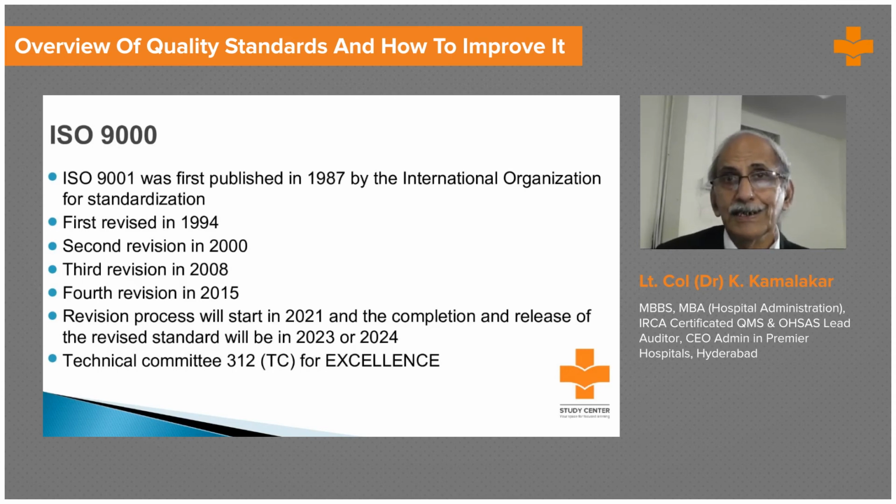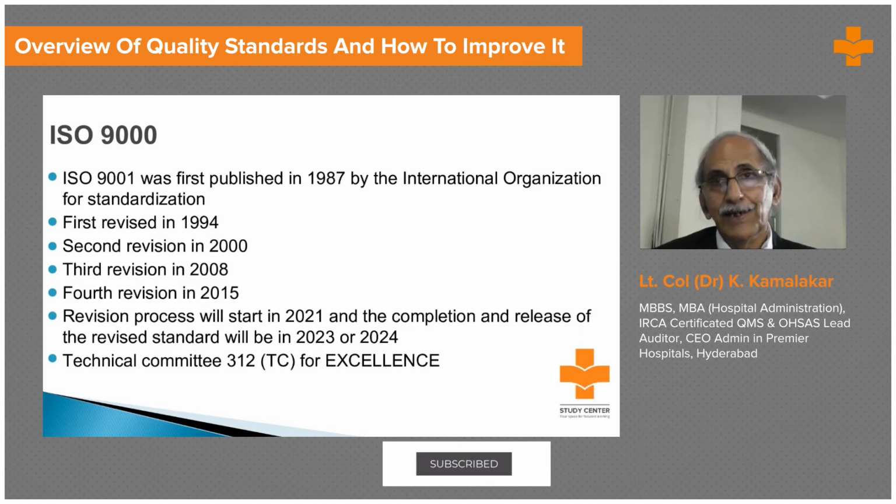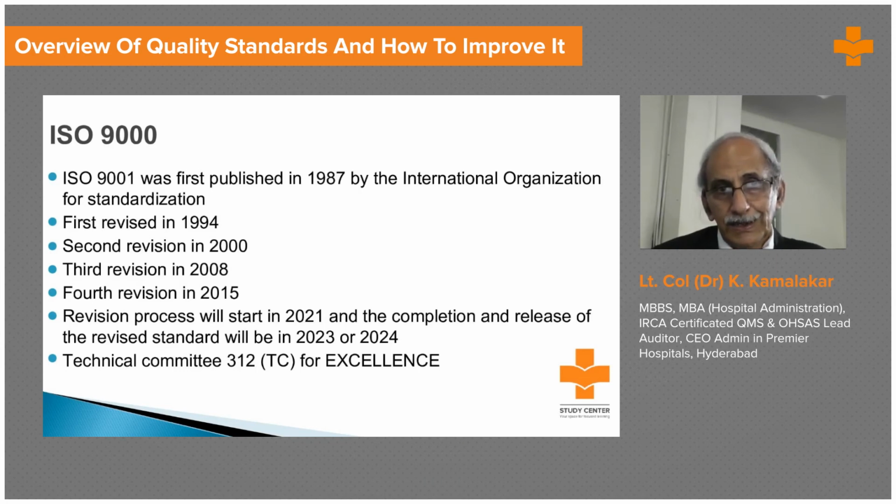And all the organizations which have been certified for the 2015 standard have to upgrade themselves as per the requirements given in the 2024 standard. So the revisions took place in 94, 2000, 2008, 2015. So now the action has started for the next revision. This is for an example, and similar action will be taken by NABH and JCI and any other quality standard that is there. There are other accreditations in UK, in Europe, in Australia and New Zealand. They have their own healthcare standards.